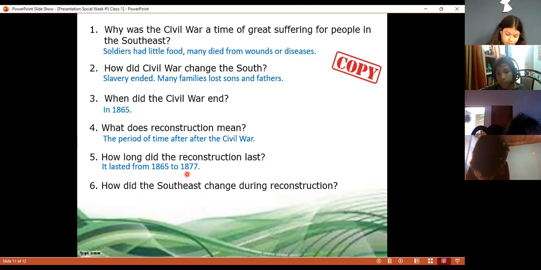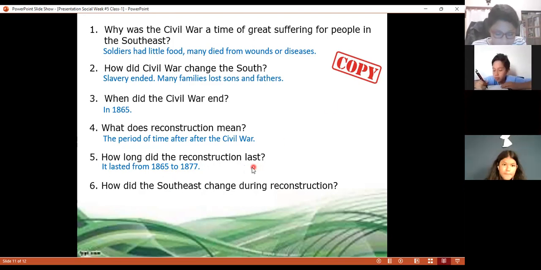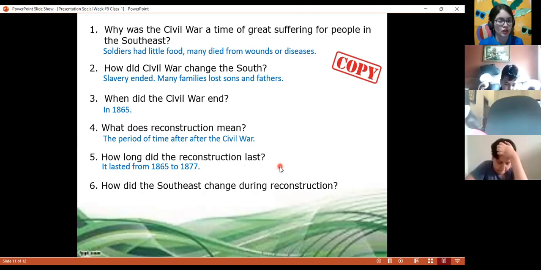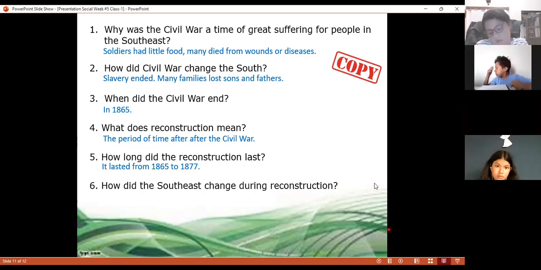12 years, that's right. So it lasted 12 years. 12 years they were building everything. So the person that said 20, it was close because it was 12. Not 20, but it was like 12. In 1 year, you cannot reconstruct. 2 years, neither. The last one, how did the Southeast change during Reconstruction? The last question.